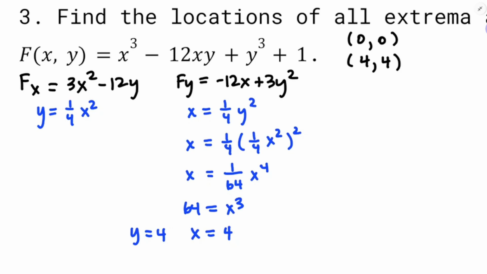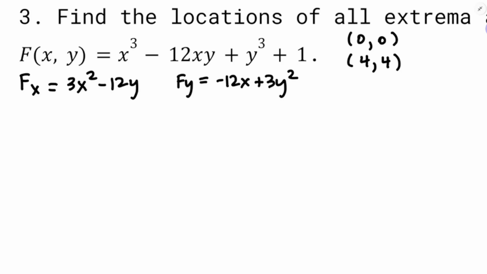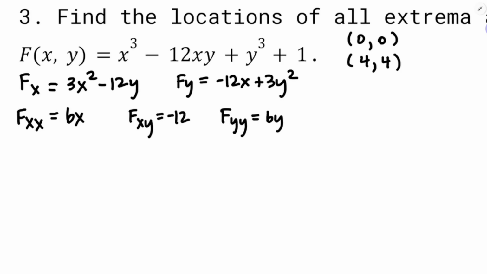And I am going to clear out the work in blue that I needed to find those, because I'm going to now need my second order derivative. So I'm going to have fxx equaling 6x. I will have fyy equaling 6y, and then I will have fxy equaling -12. Either way you look at it, right? And so having this and thinking about my 2 critical points, first I might think about 0, 0.